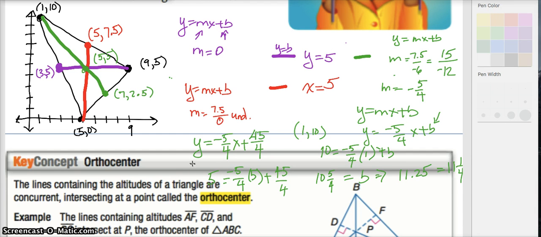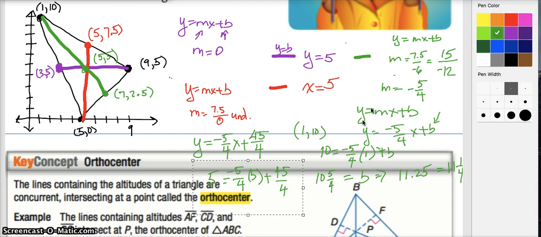Let me see. I know it's kind of hard to see this. Let me make it black so you can see a little better. So if we were to do the math, 5 times -5 is going to be -25. -25 plus 45 is going to be +20. And then I have 20 divided by 4, and that's 5.